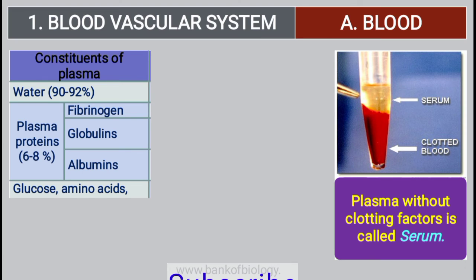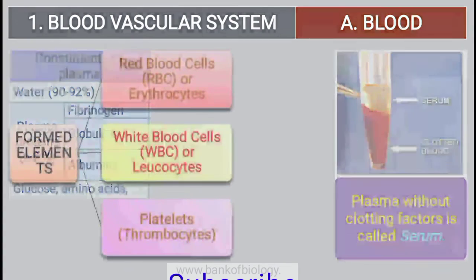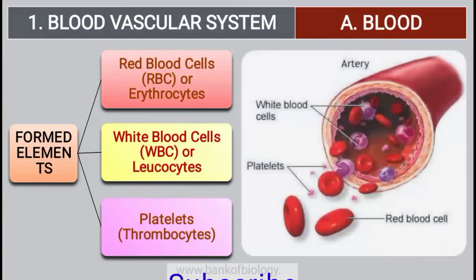Plasma without clotting factors is called serum. So that is the serum you see in the tube. Formed elements are red blood cells or erythrocytes, white blood cells or leukocytes. Platelets are also called thrombocytes. You can see in the diagram white blood cells, platelets, and red blood cells.